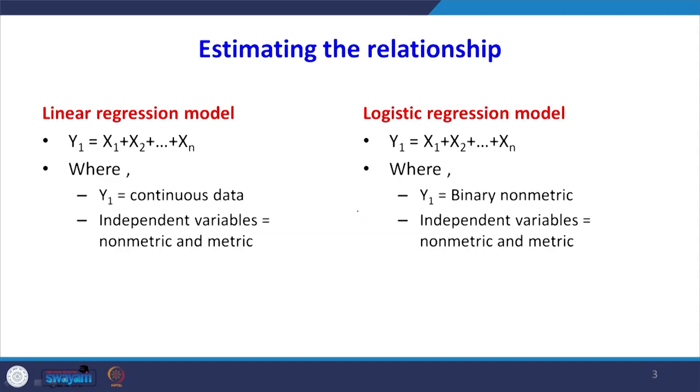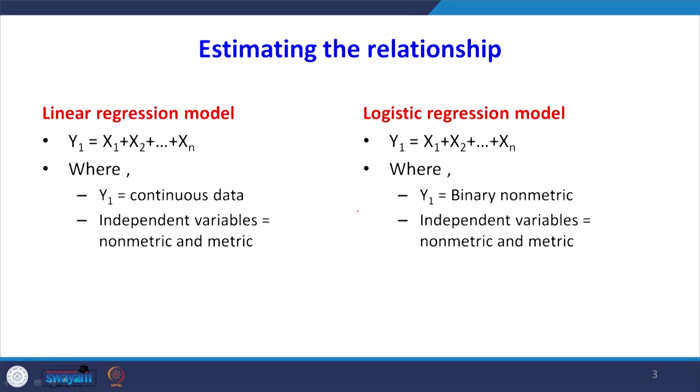We will see the first difference, estimating the relationship. When you look at the linear regression model, we used to write y1 equal to x1 plus x2 plus and so on xn, where y1 is continuous data, that is the dependent variable, and x1, x2 are independent variables. These independent variables can be continuous, we can call them metric, otherwise they may be discrete, we can call them non-metric. In the linear regression model, if the independent variable is a discrete variable, we can use the concept of dummy variable regression.